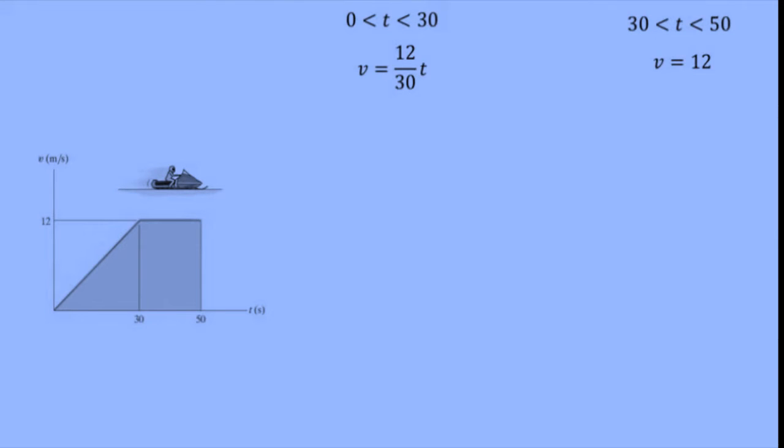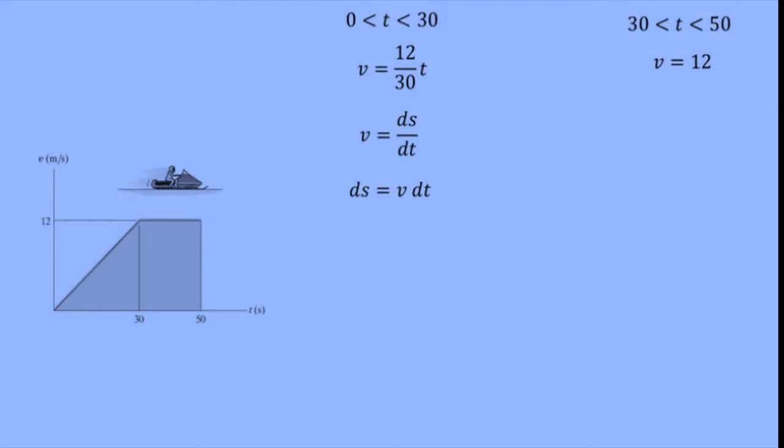Let's take a quick look at an example. In this example, we want to draw the position versus time graph. The equation for each segment is v equals 12 over 30 t, and v equals 12. Remember that velocity is the derivative of position with respect to time, so you need to write the equation as ds equals v dt.